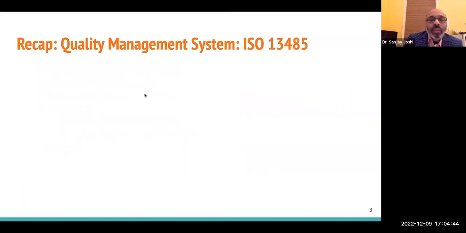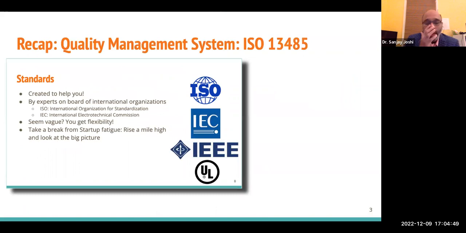So moving on, this is a quick recap from the first session that we did, and we took a quick overview of what standards are for. They are created to help us, the medical device manufacturers. They are made by experts that come from either government or industry, and they sometimes seem vague, and in fact most of the time they are vague, and the reason for that is you have the flexibility because you understand best how your product is designed and used.